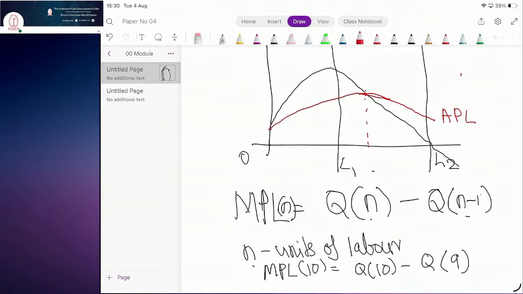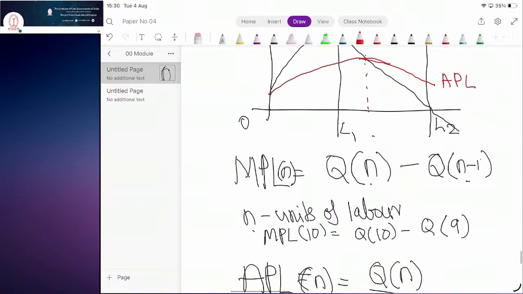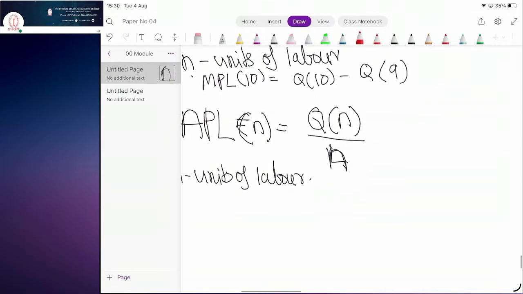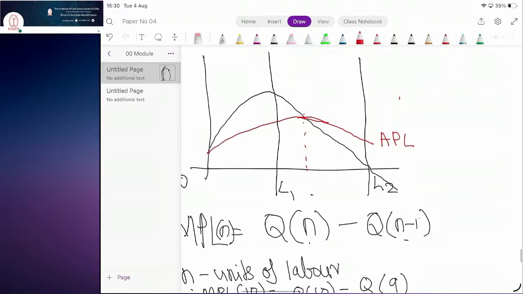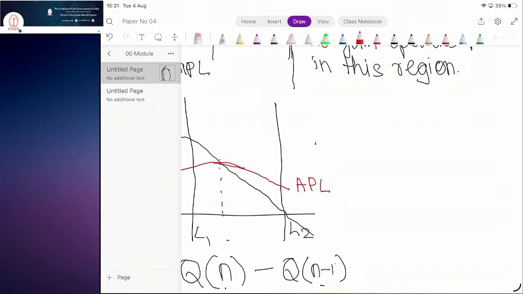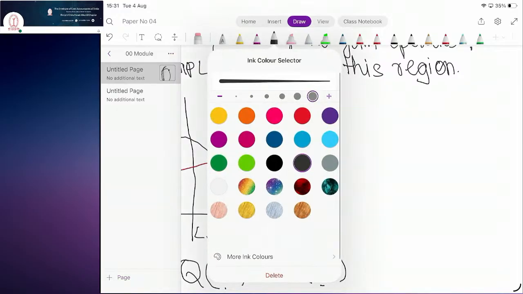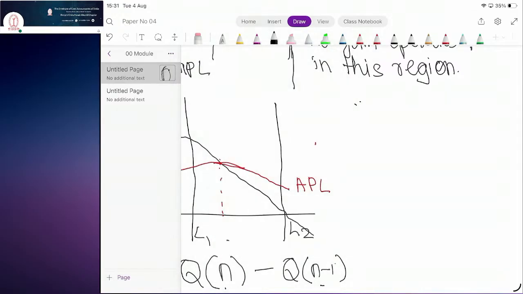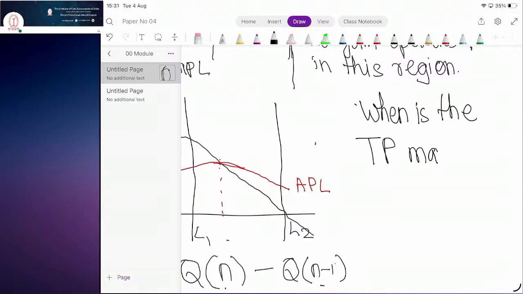Another question that is very commonly asked on these diagrams is, when will the total product be maximum? When is the total product maximum? Okay, maximum means we cannot produce more output than this.